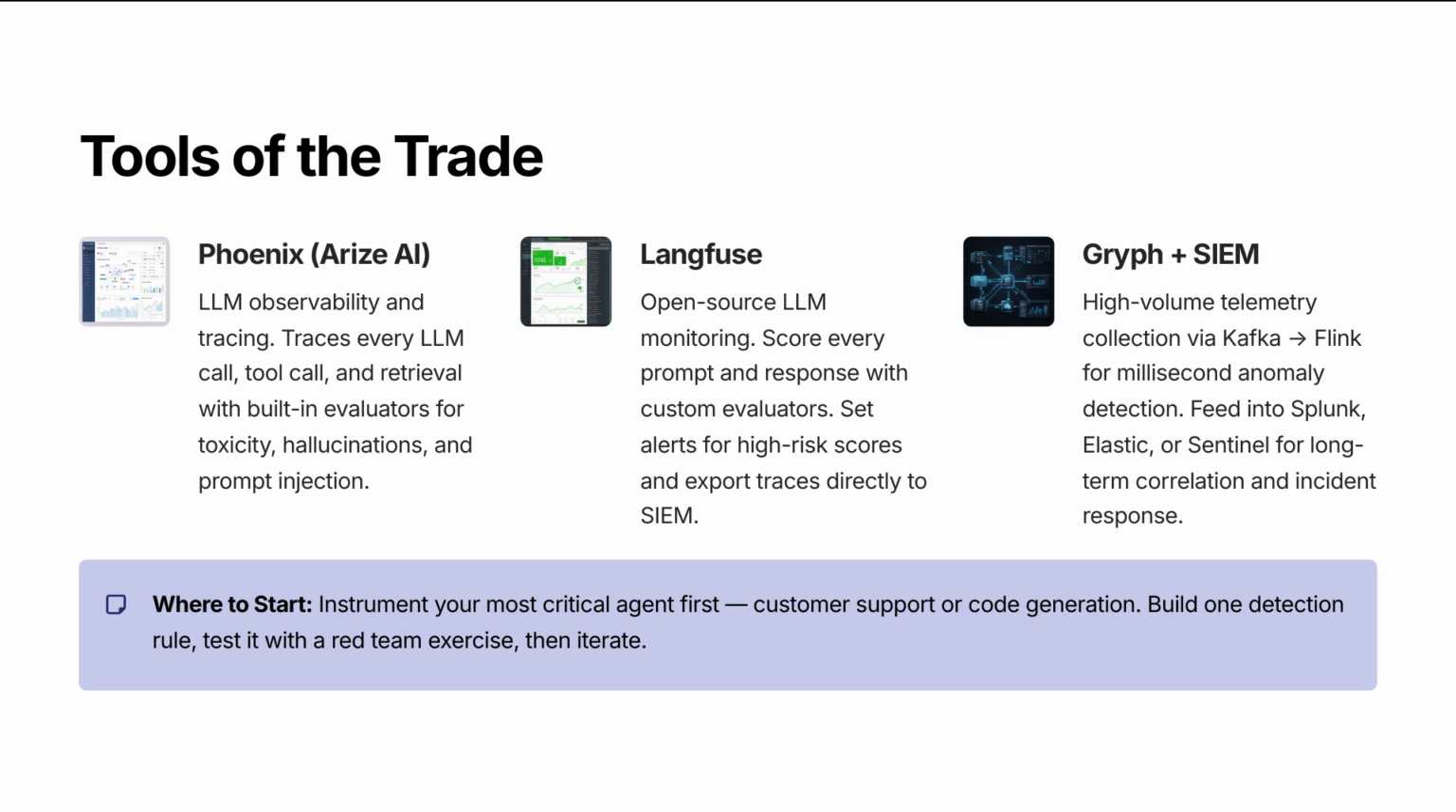Langfuse is a strong open-source option for LLM monitoring. It lets you score prompts and responses with your own evaluators, trigger alerts when risk scores cross a threshold, and export traces into a SIEM. That helps connect model-level activity with the rest of your security monitoring pipeline.